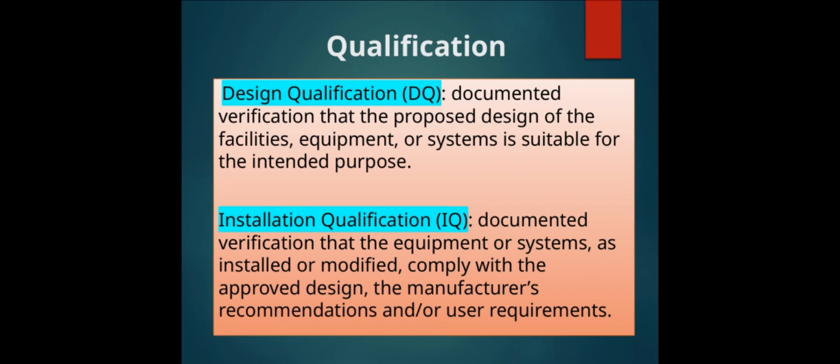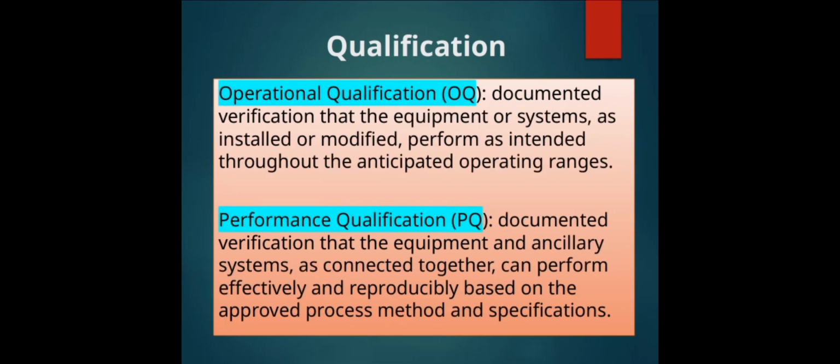Next is installation qualification, or IQ. This step involves verifying that the equipment or systems, once installed or modified, actually comply with the approved design, the manufacturer's recommendations, and our specific user requirements. It's about confirming that what has been installed matches our plans and specifications perfectly. Both DQ and IQ are vital because they help us build quality and compliance into our processes from the beginning. They connect directly to our overall goal of ensuring product quality, safety, and regulatory adherence throughout the life cycle of our facilities and equipment.